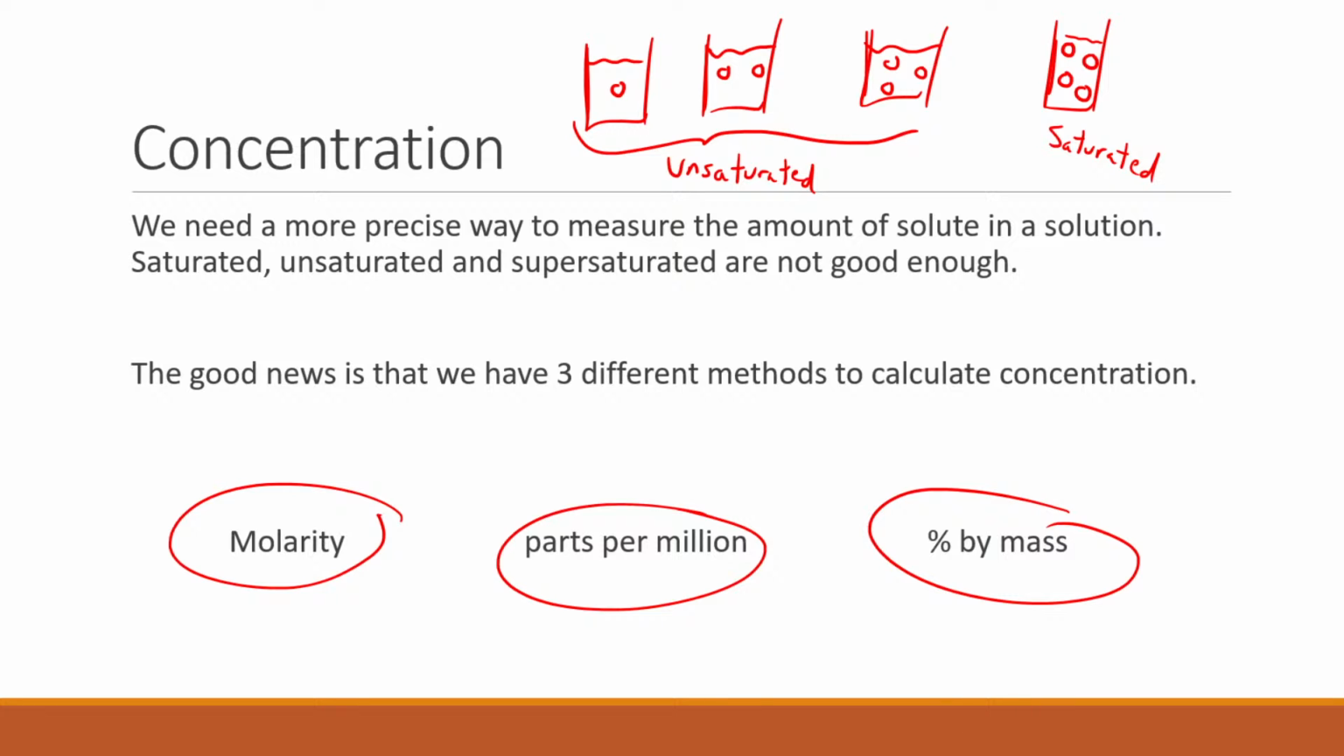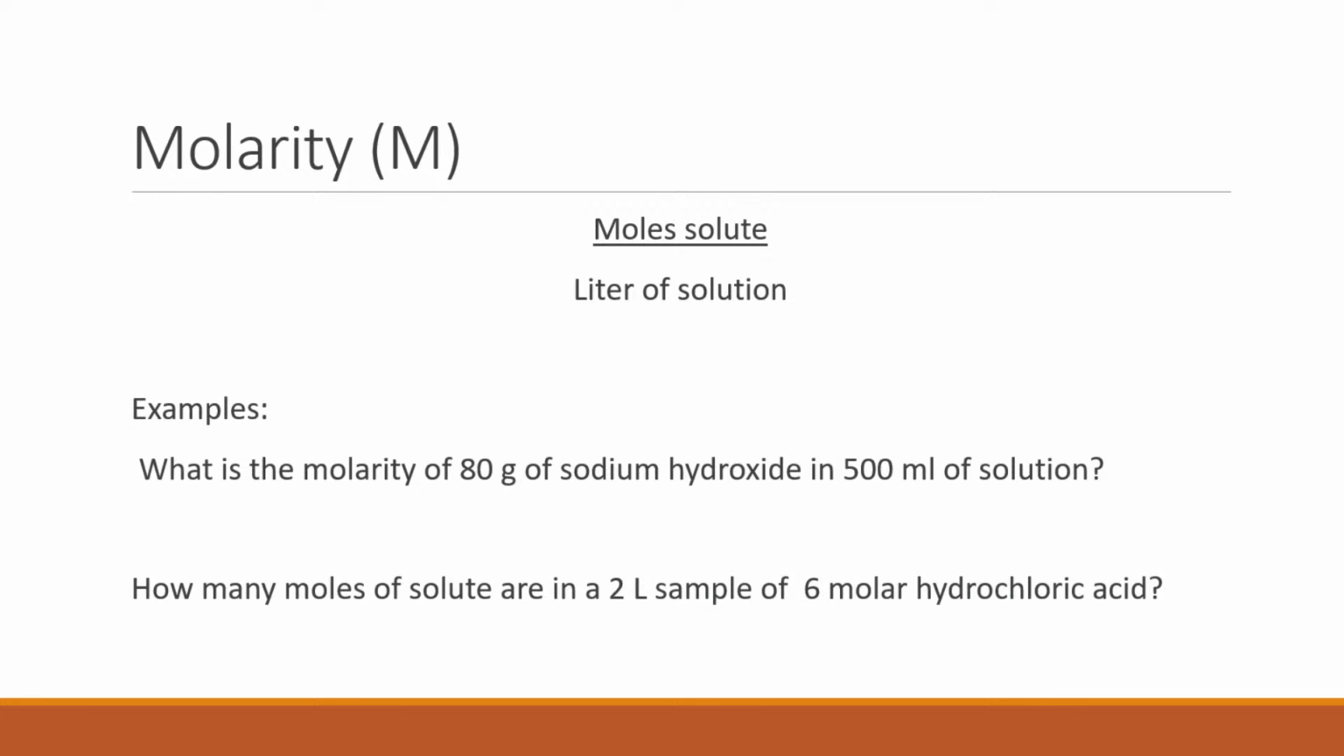Molarity is our first one. Molarity is a measure of moles per liter. It's a measure of that ratio of moles of solute per liter of solution. The formula is on table T for you to pull up and look at whenever necessary. And this is the most common concentration calculation.